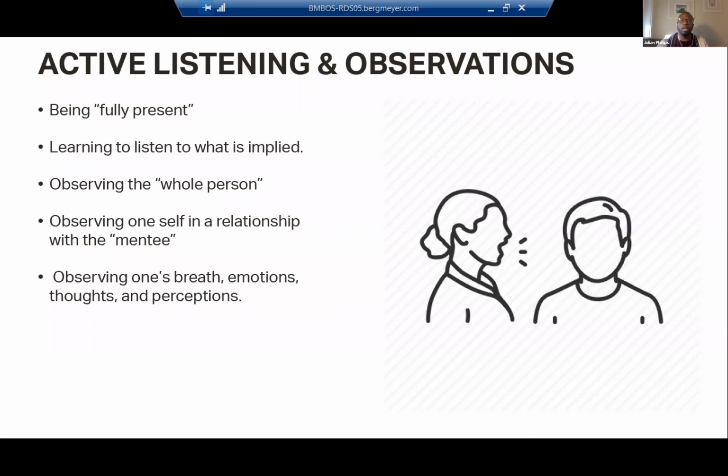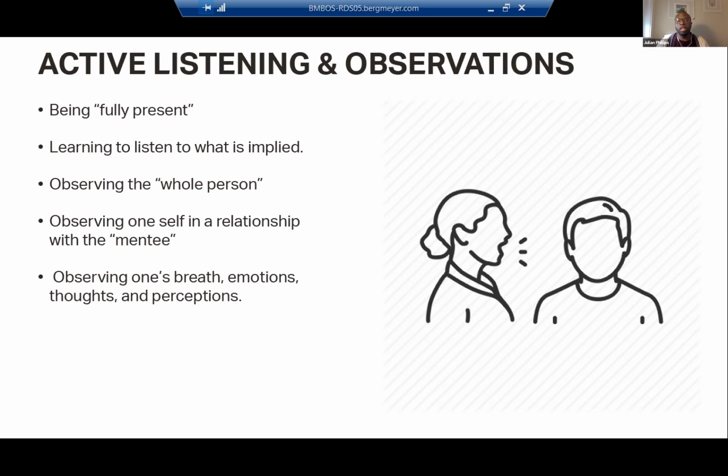Observing the whole person, realizing that a lot of people do have personal lives, and sometimes when something is implied, it might not be only in the office. One of the best mentors that I've had has sort of learned to observe themselves in the relationship with me. So observing yourself in relationship with a mentee is really important, or a protege. Just sort of identifying the commonalities. It's really important to just be like, hey, I've been through this. This is my perception of what's happening. This is what I did to get out of the same situation or to get in the same situation.